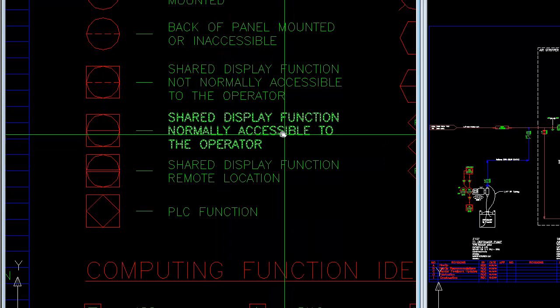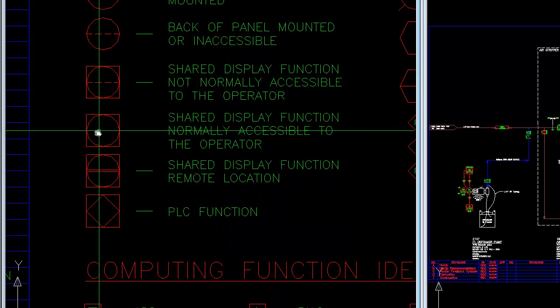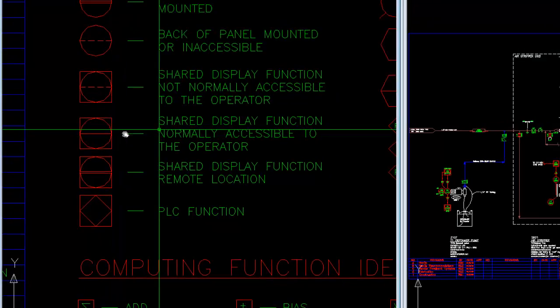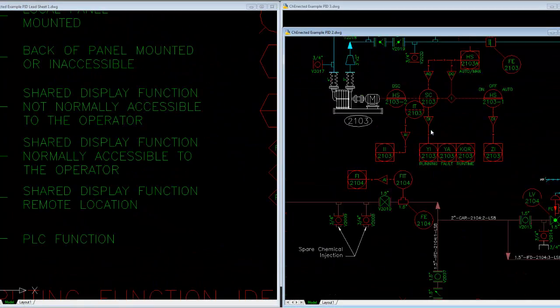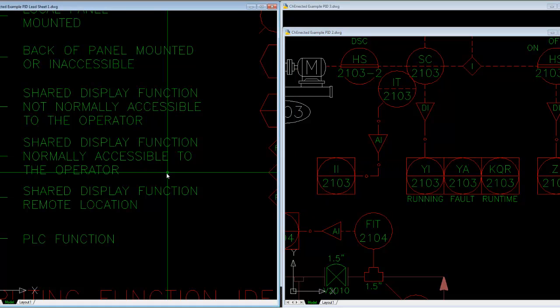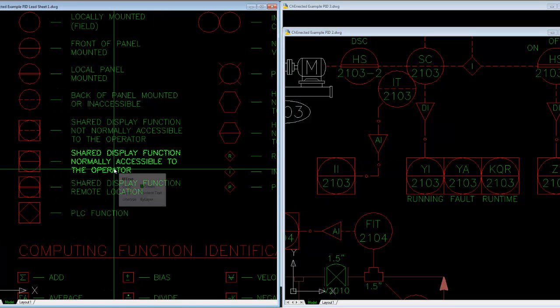So, share display, normally accessible to the operator. There you have it with a line through it. That's the one I use most of the time, because after all, if it's a graphic symbol, it should be evident and accessible to the operator, to folks that need to run the plant.